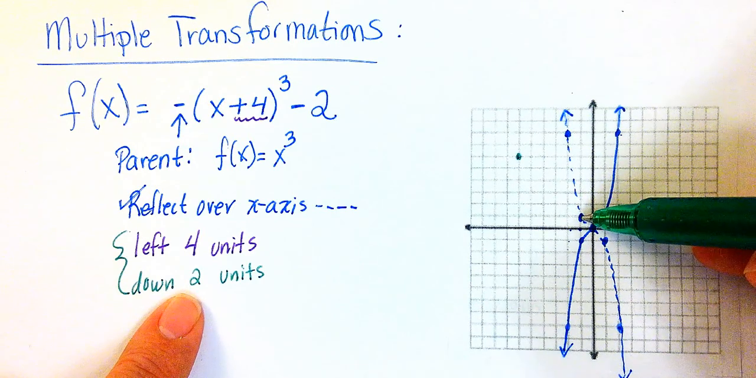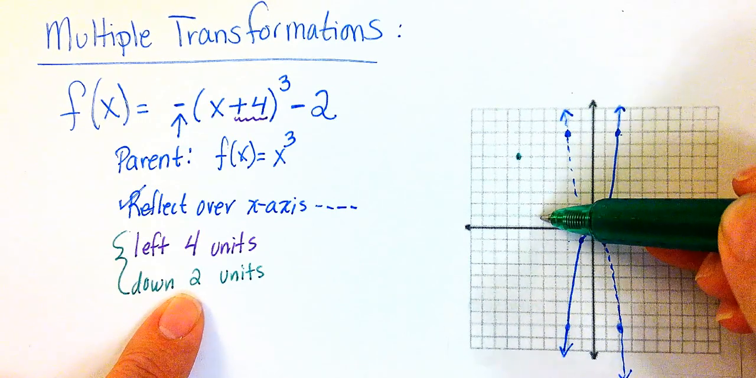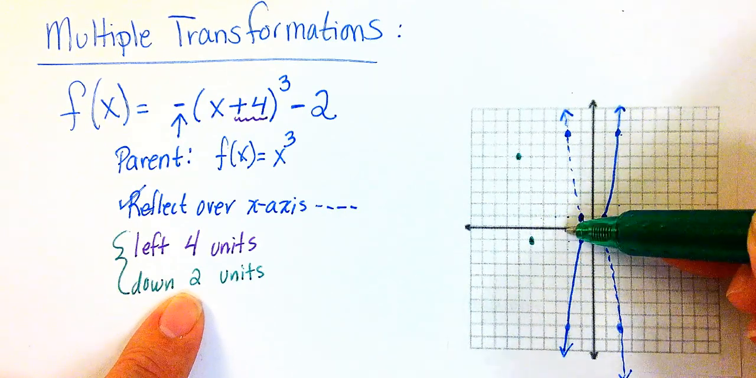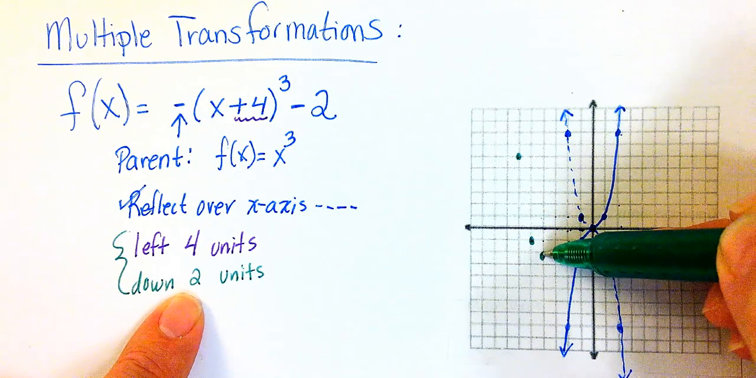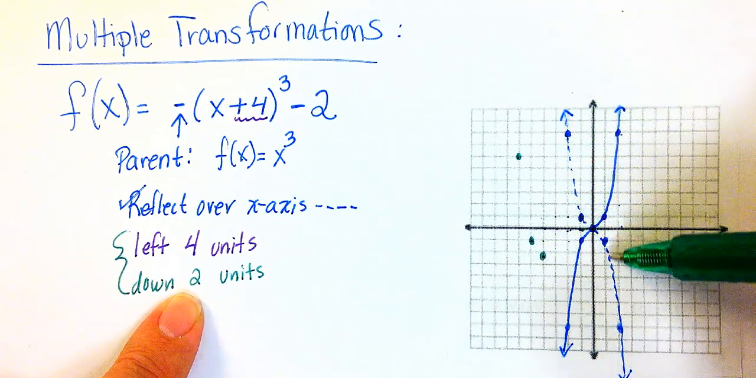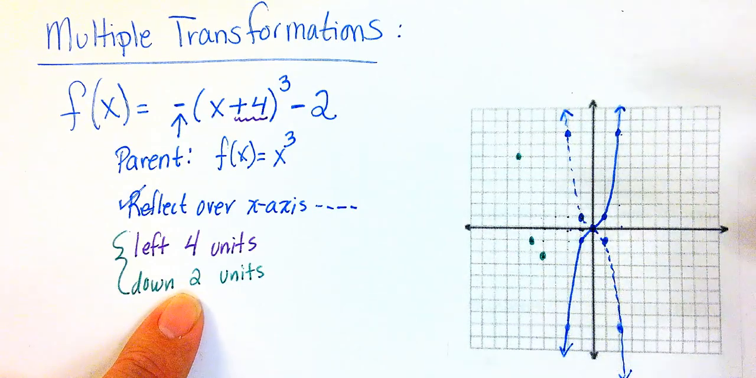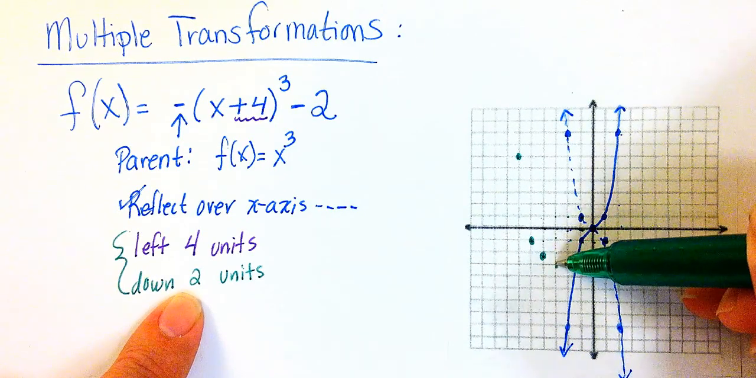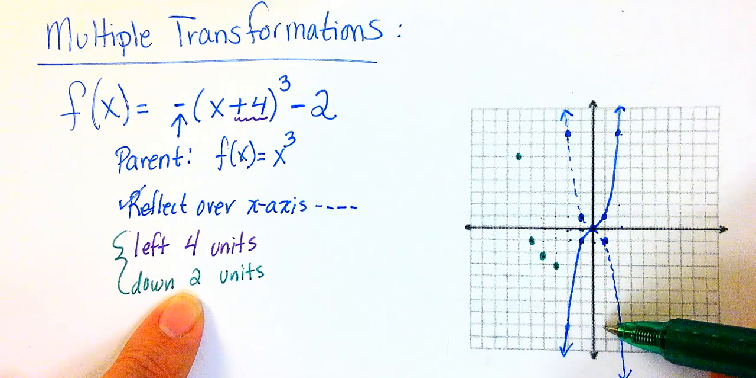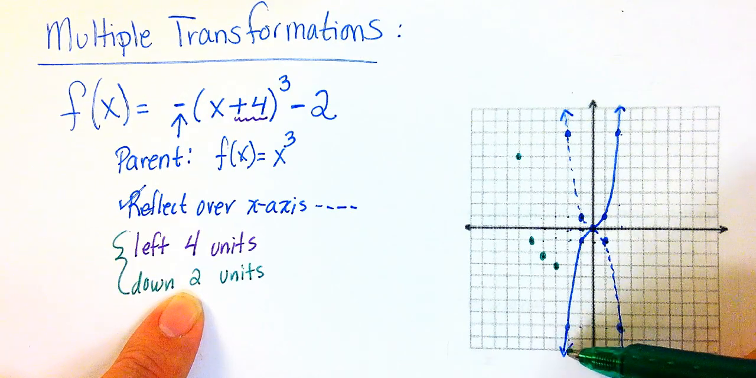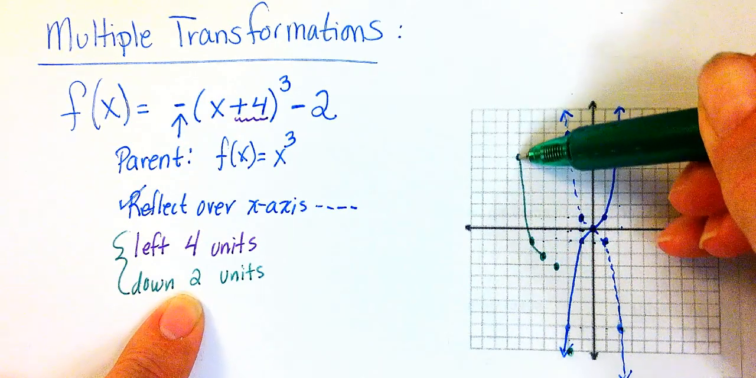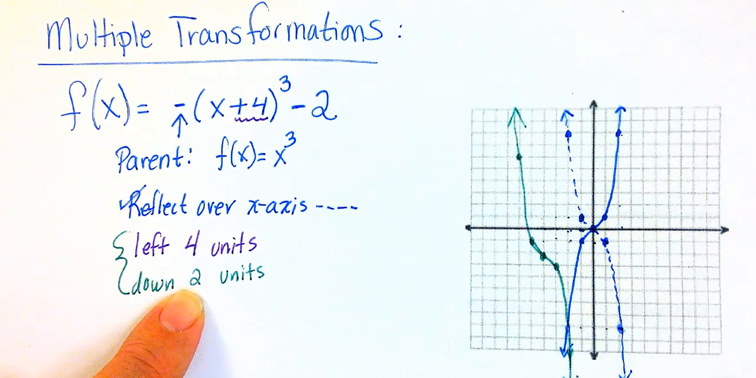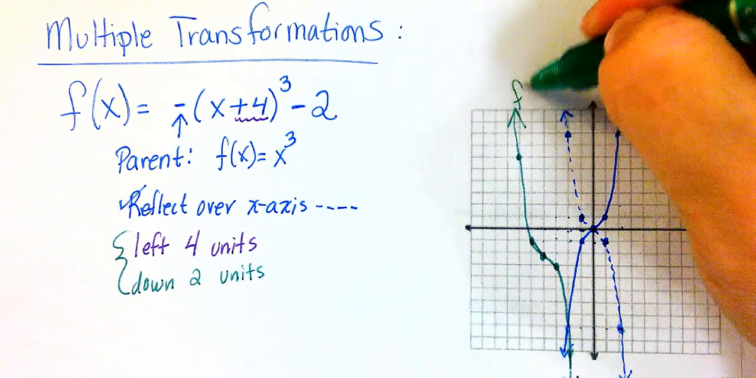Now we're going to do the next one. Left 4, 1, 2, 3, 4, down 2. And we're going to do the origin, left 4, 1, 2, 3, 4, down 2. We should be replicating this graph, just moved over and down. Now we've got this point. We're moving 1, 2, 3, 4, down 2. And now we're down here at this point, 1, 2, 3, 4, down 2. So our final graph will be the green line. This is your function f of x.